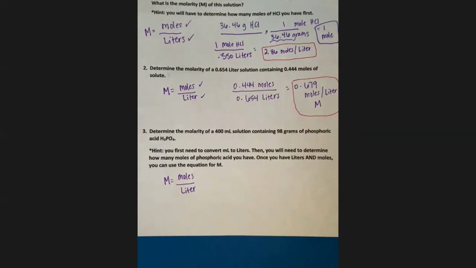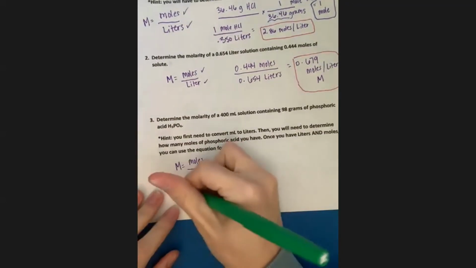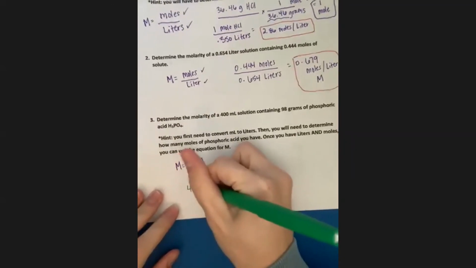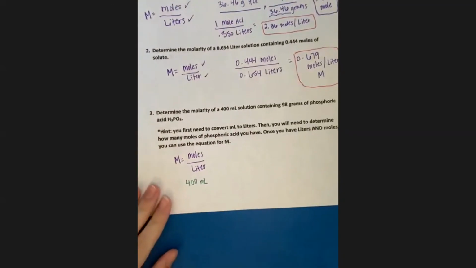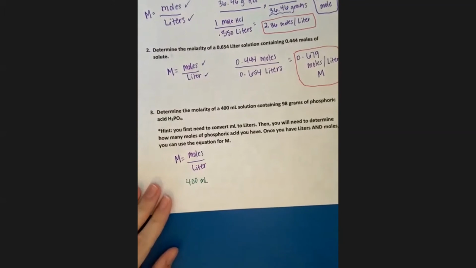So let's start with the milliliter issue. Okay, I'm going to do this down here in a different color pen. You can see it's too close in color. Okay, let me get green. Okay, so we have 400 milliliters. Okay, but I need that to be in liters.